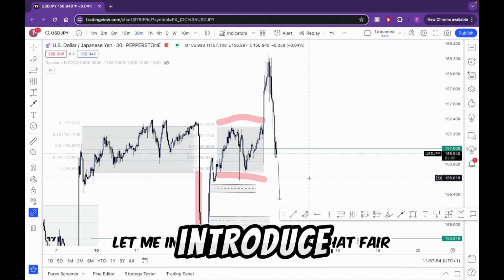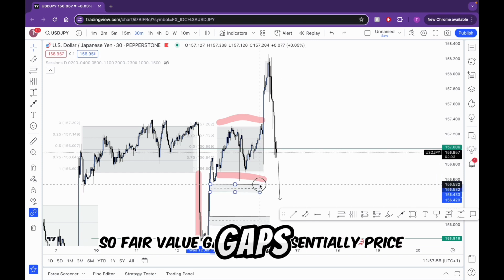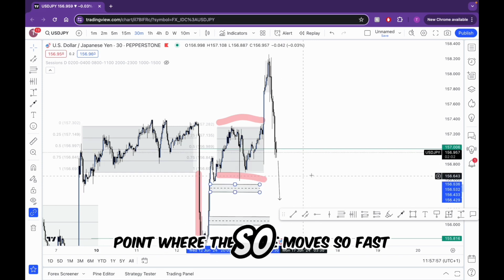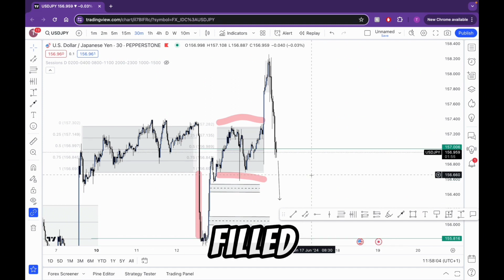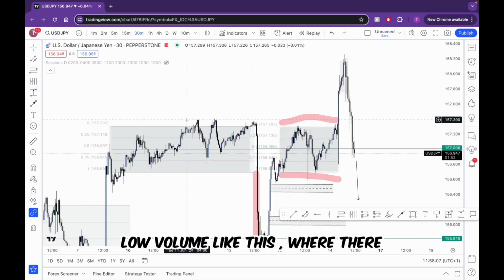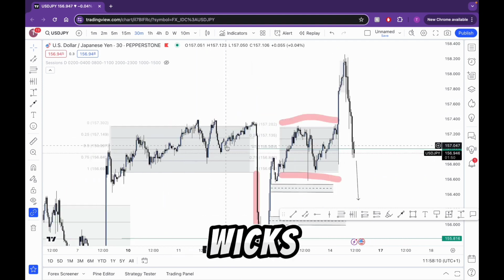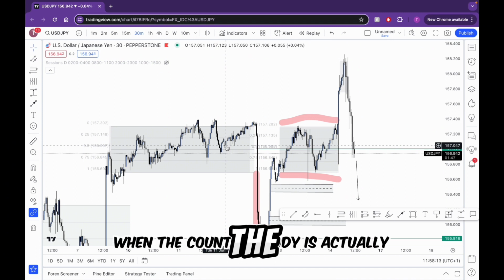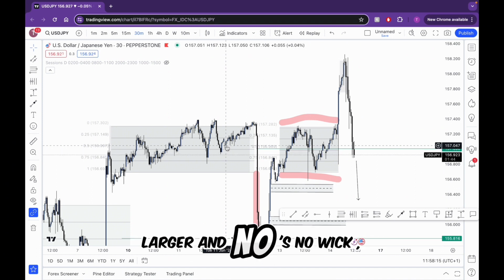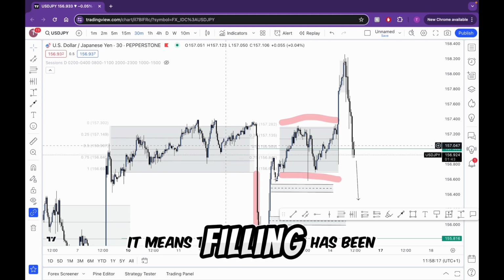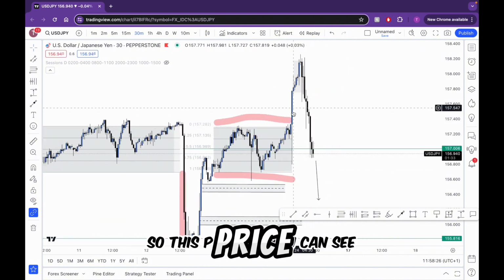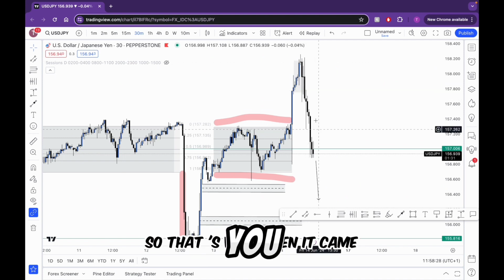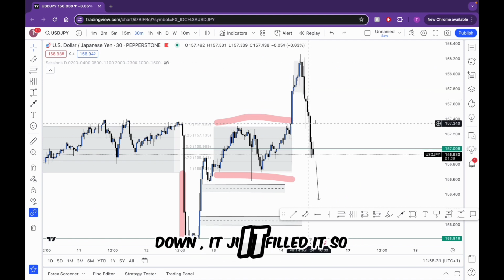Let me introduce you guys to what fair value gaps are. Fair value gaps are price points where the price moves so fast that there's a gap in orders, meaning those orders are not filled. When you see low volume like this where there's a wick, wicks mean that the price has been filled. When the candle's body is larger and there are no wicks, it means that it hasn't been filled. It means that the price has been filled properly, like over here. This price, as you can see, wasn't filled properly. That's why when it came down, it filled it so fast.